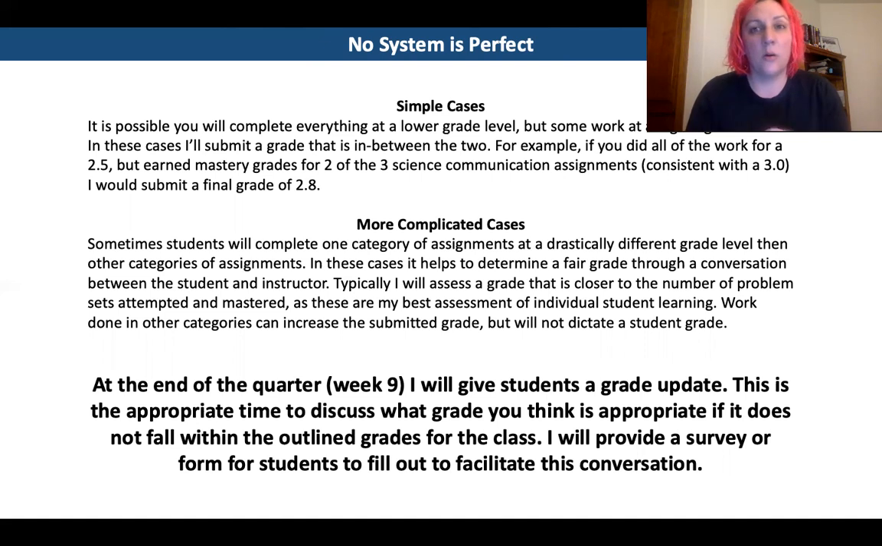And at any point in the quarter, you should check in with me, be like, I think my grade is this. And I'll be like, oh, yeah, let me tally up. Yeah, I think your grade is this as well. Or, oh, I think I've got you at this. And we can figure out where the differences lie.